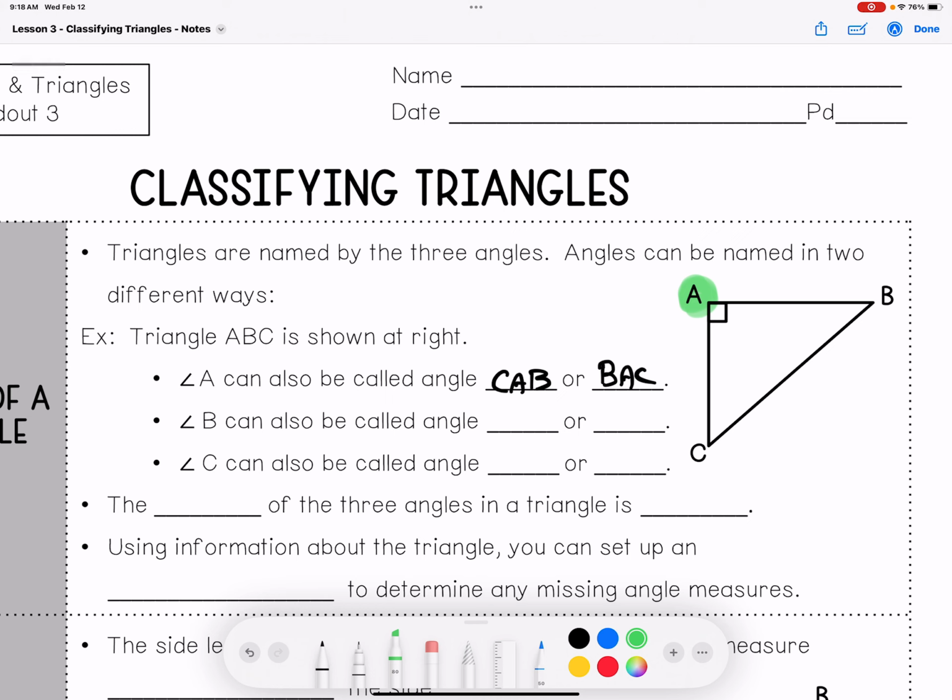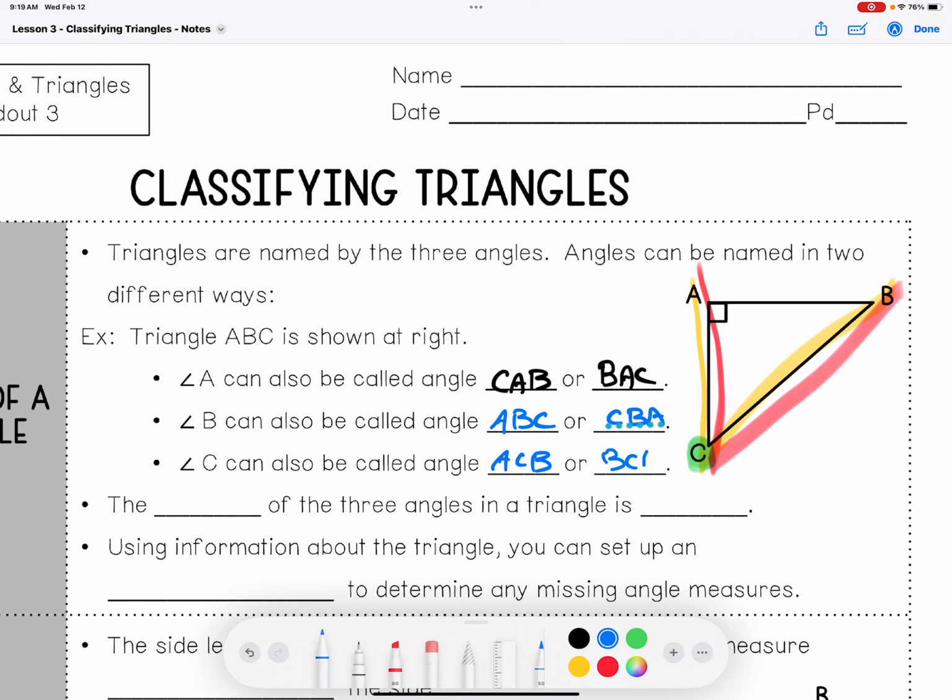All right, so angle B, so this one could be what? It could be ABC, or it could be CBA. Either one. Which is how we've been naming it, so don't get confused there. Angle C, what could it be? It could be ACB, or it could be BCA, either one. So it could be ACB or BCA.